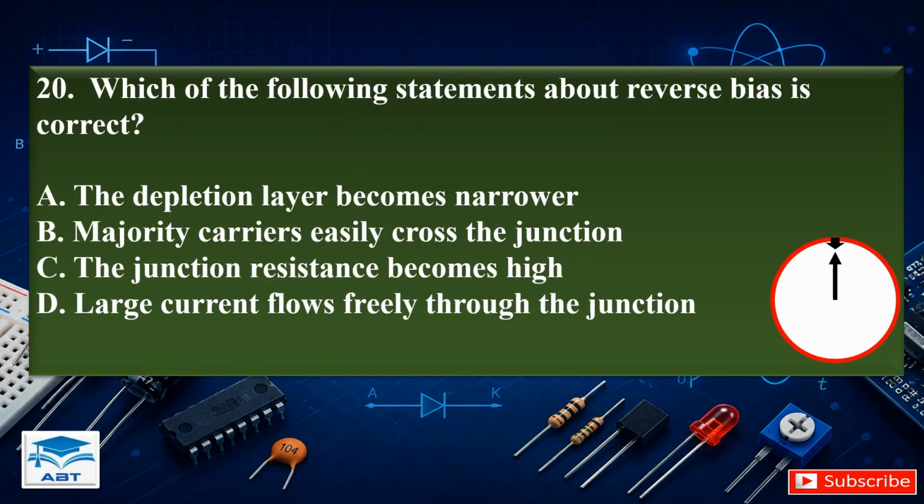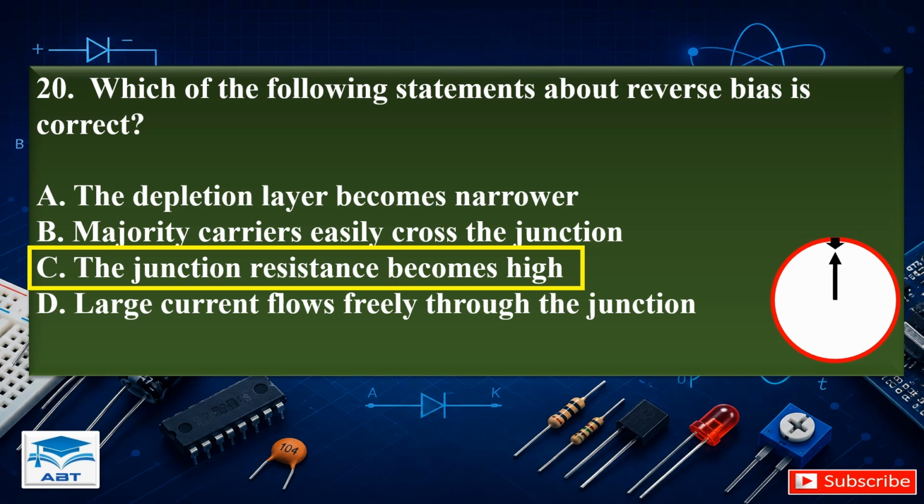20. Which of the following statements about reverse bias is correct? A. The depletion layer becomes narrower. B. Majority carriers easily cross the junction. C. The junction resistance becomes high. D. Large current flows freely through the junction. The answer is C. The junction resistance becomes high.